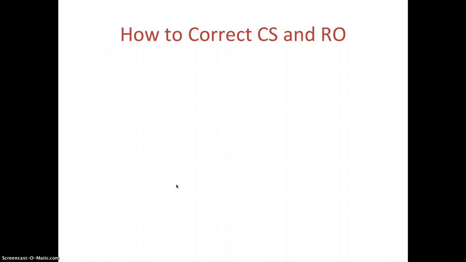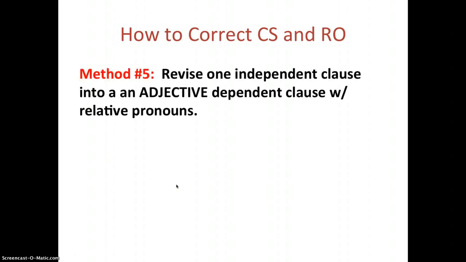Okay. Then the last method I'm going to show you is to revise one independent clause and turn it into an adjective dependent clause with relative pronouns. Now we haven't talked a lot about this yet in grammar class. We will in a few weeks. But I think some of you are already familiar with this.